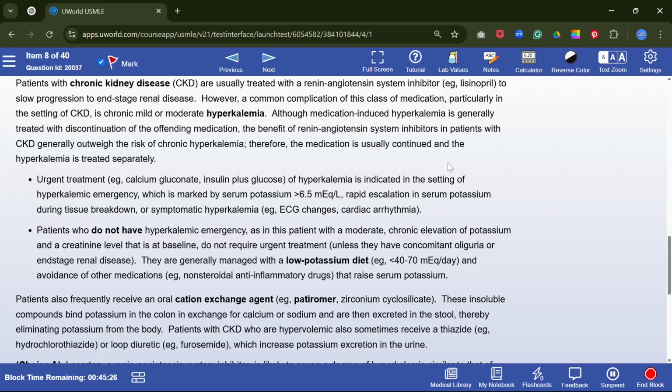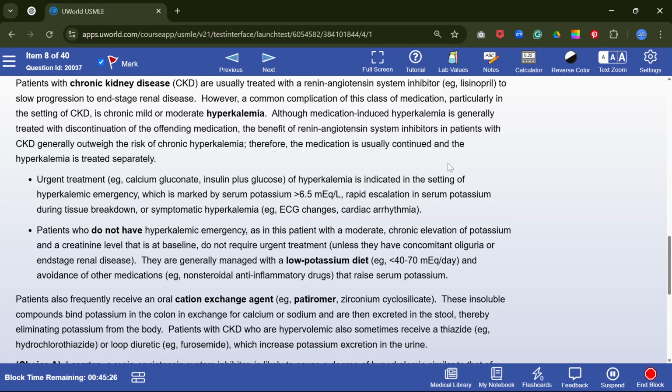Patients who do not have hyperkalemic emergency, as in this patient with a moderate chronic elevation of the potassium and creatinine level that is baseline, do not require urgent treatment unless they have concomitant oliguria or end-stage renal disease. They are generally managed with a low potassium diet, less than 40 to 70 milliequivalents per day, and avoidance of other medications, such as NSAIDs, that raise potassium.